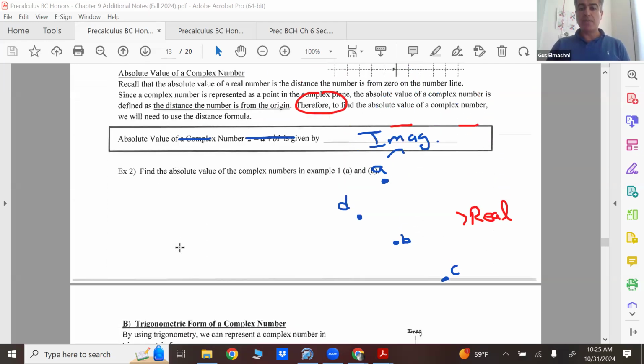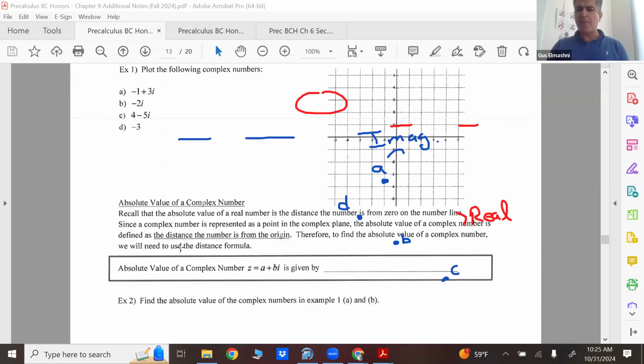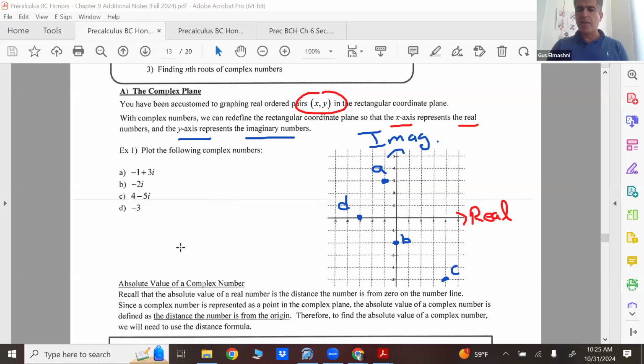Okay, absolute value of complex numbers. It's kind of weird. How do you take the absolute value of something like -1 plus 3i? Well, before I show you that, let's look at point A, for example. Let me get rid of the other dots here. What is absolute value at its core? When you learned about absolute value in middle school, how was it defined for you? From zero, good, on a number line.